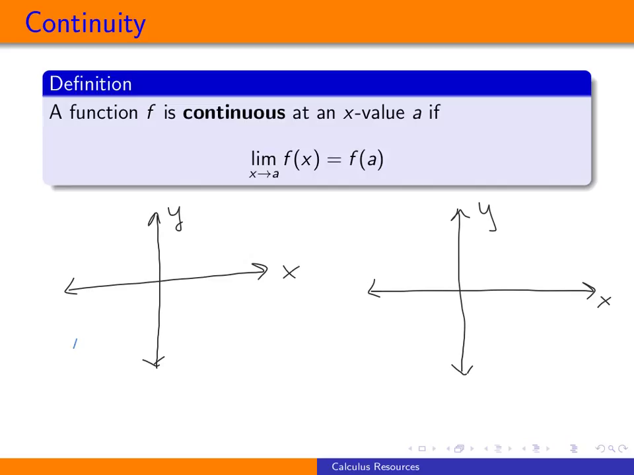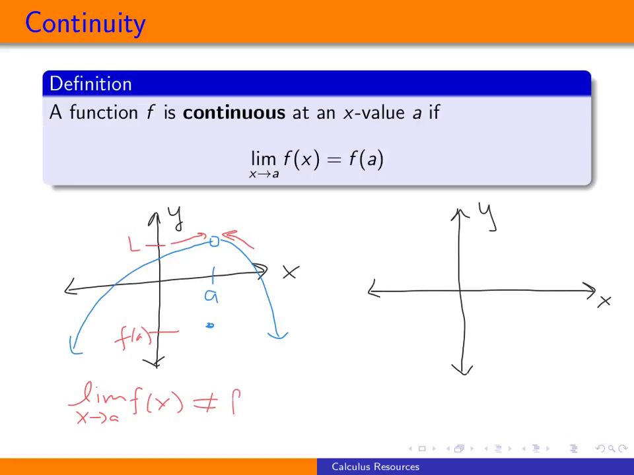So if I look at this function right here, and the closed dot right there, and that's my a. So here I can see where that closed dot is, that's my f of a. But when I trace the graph, up there is my limit. So certainly here, the limit as x goes to a of f of x, which is this L value here, is not equal to f of a.